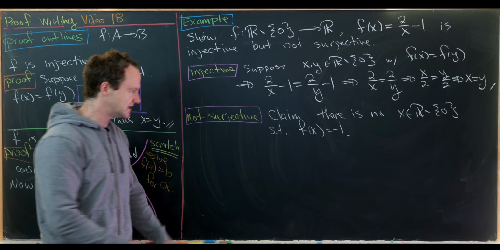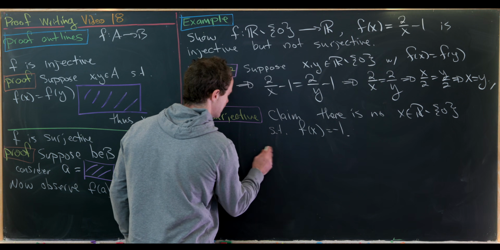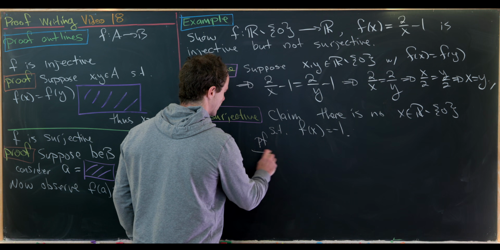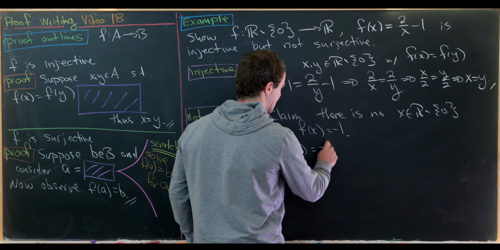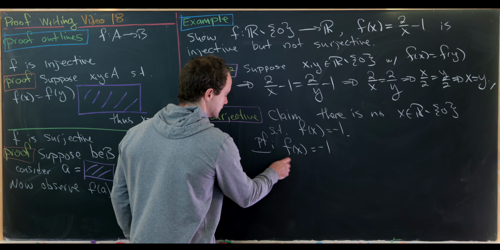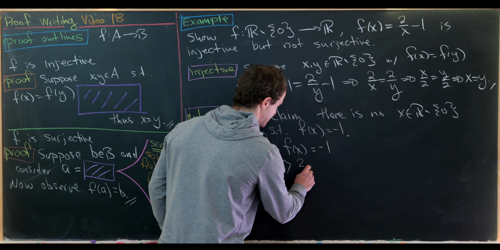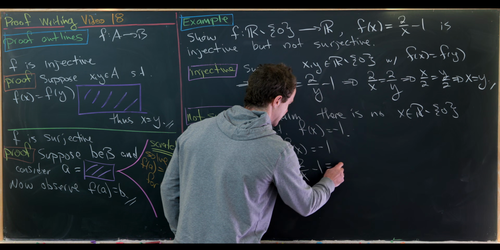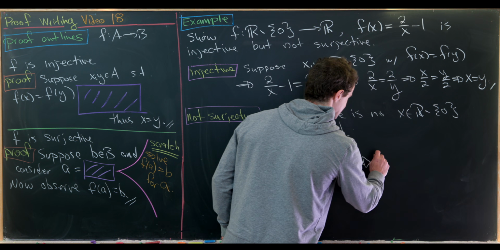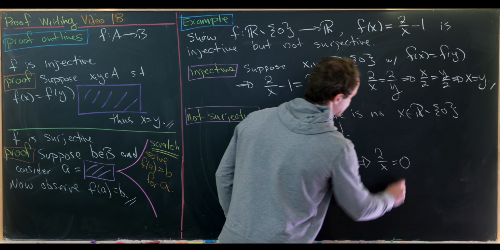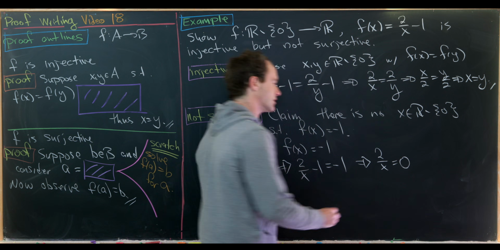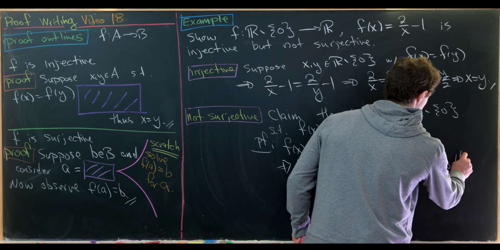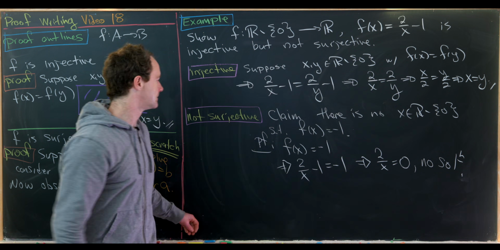And how can we see that? Let's do a little proof of that. So let's set f of x equal to -1 and show that we get no solution. Notice this is the same thing as 2 over x minus 1 equals -1, which is the same as 2 over x equals 0. But let's notice that 2 over x equals 0 has no solution. But that's exactly what we needed.